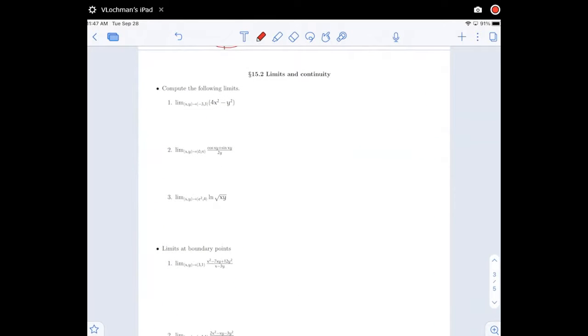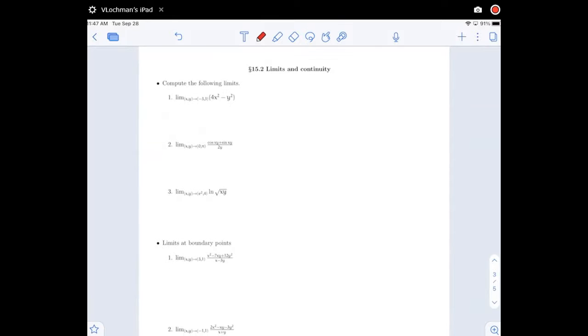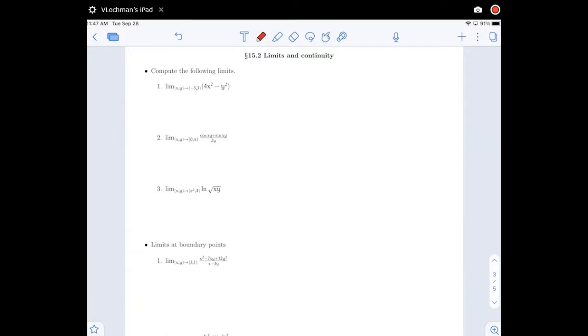We're going to talk about limits and continuity of functions, and then we'll also talk about partial derivatives if we have enough time. Limits and continuity is another section that's revisited from Calculus 1, except now we're talking about functions of 2 variables, right? So let's go ahead and do some limits. This section shouldn't be too complicated. Computing the limits.